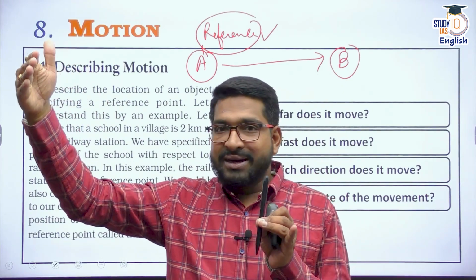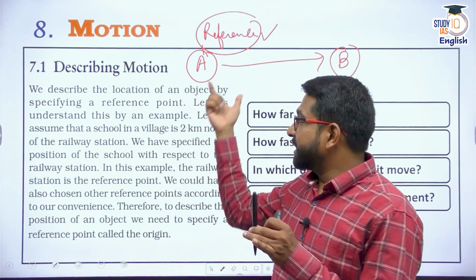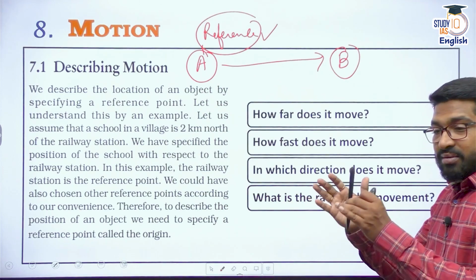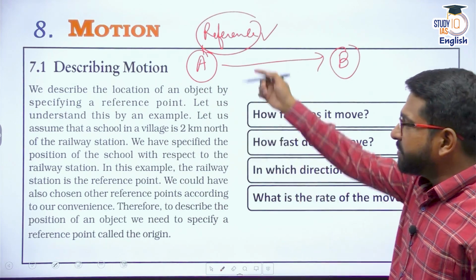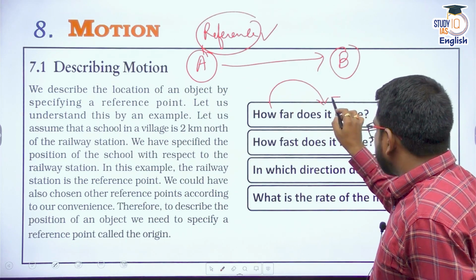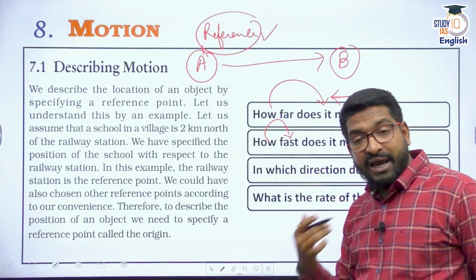I have covered a distance from a place, that is my home, till here. So I need a reference point, right? Now, when we say motion, how do we describe it? From a reference point, we see how far it has moved, from where to where it has moved, how fast it has moved. That means how much time did I take to reach.